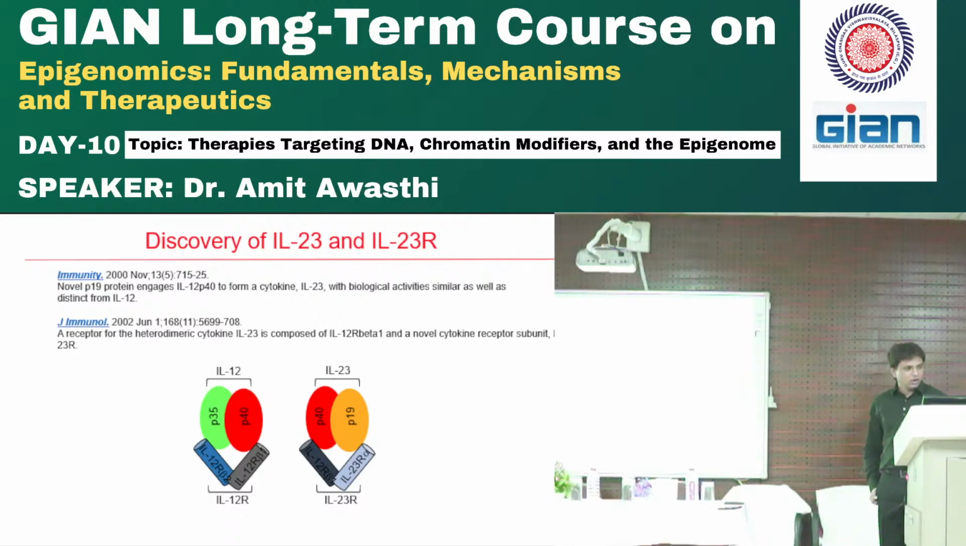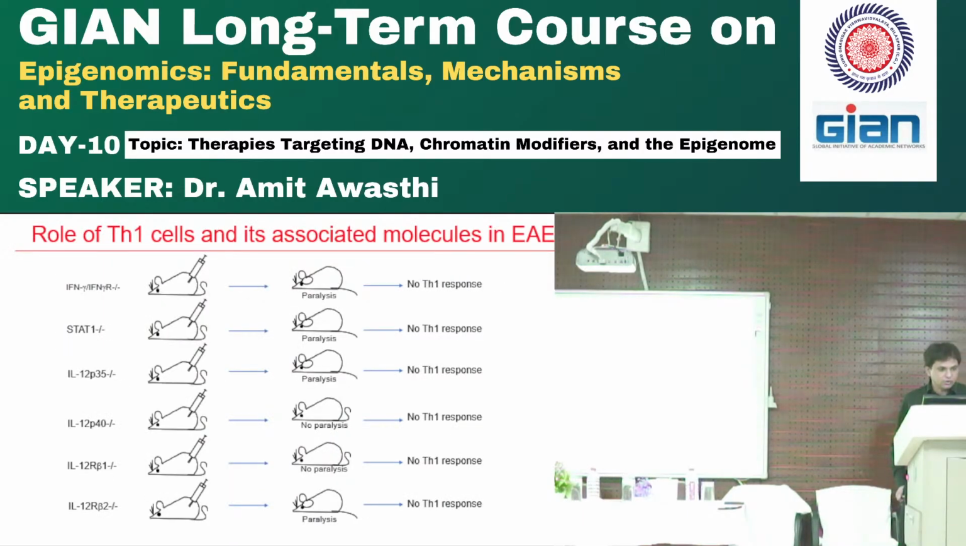तो इस पजल को सॉल्व करने के लिए इतने तरह के जो नॉकआउट माइस यूज करे गए. आई टेल यू द स्टोरी. आप ऊपर हेडिंग पढ़िए, TH1 सेल्स एंड इट्स एसोसिएटेड मॉलिक्यूल, ठीक है. ये सारे मॉलिक्यूल मैंने आपको TH1 में बताए थे, सारे देखो. ये TH1 का था, ये TH1 का था, ये TH1 का था, ये साइटोकाइन है तुम्हारी IL-12, ये भी IL-12 ही हो गया. ये IL-12 रिसेप्टर का है, रिसेप्टर का 1 यूनिट.